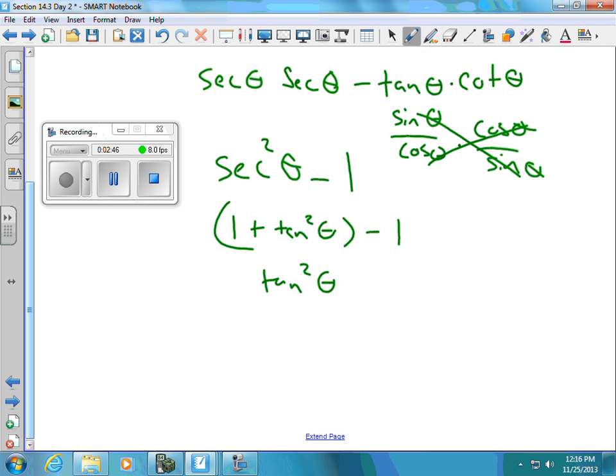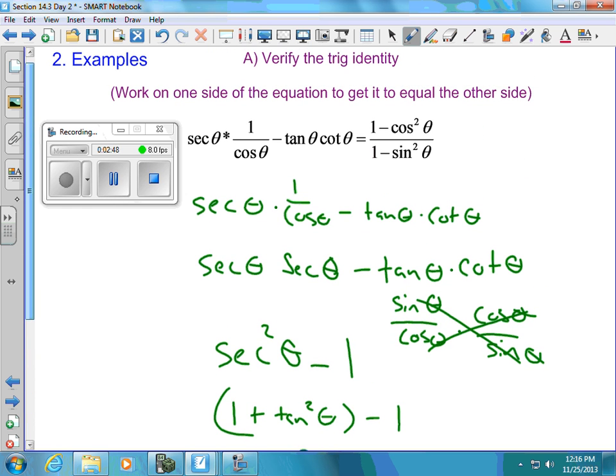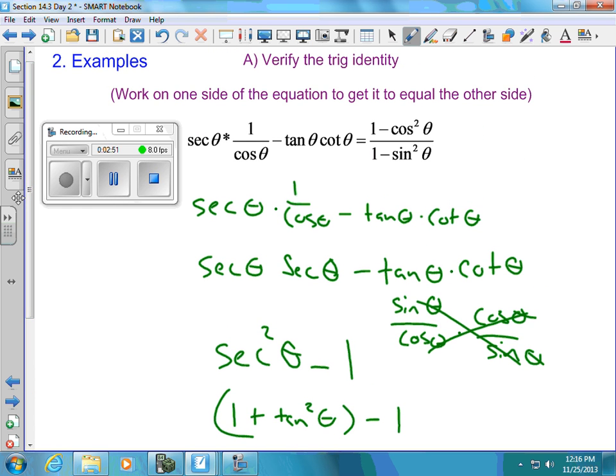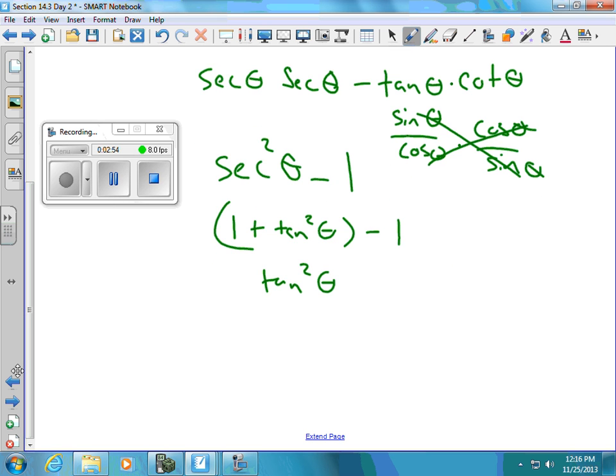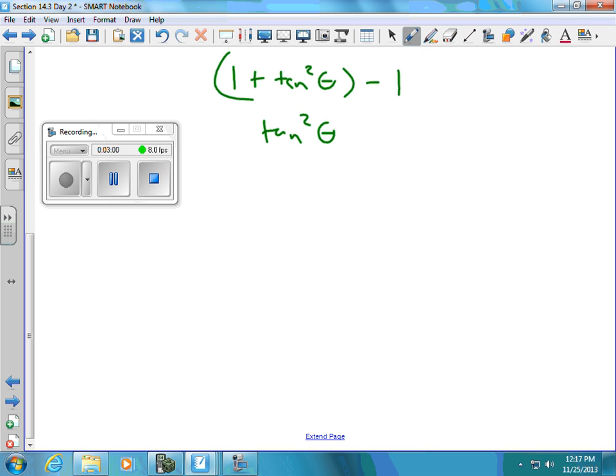Remember, if this was simplifying, we'd be done, right? This is simplified. But we're trying to make sure that it equals 1 minus cosine squared over 1 minus sine squared. So we can't just stop here where we normally would when simplifying. We have to keep going. The tangent squared of theta can be rewritten as sine squared over cosine squared. And if we look at the Pythagorean identity, sine squared plus cosine squared equals 1, I can rewrite that, and sine squared is 1 minus the cosine of theta squared. And cosine squared can be rewritten as 1 minus the sine of theta squared.